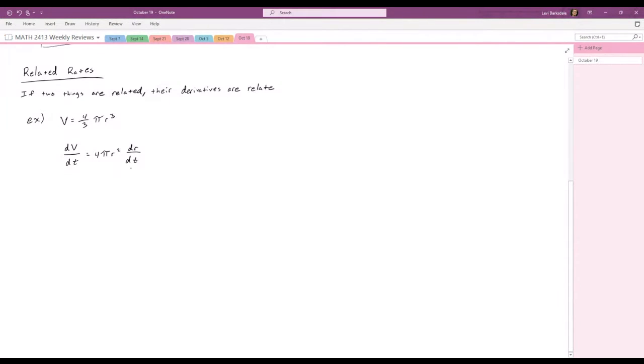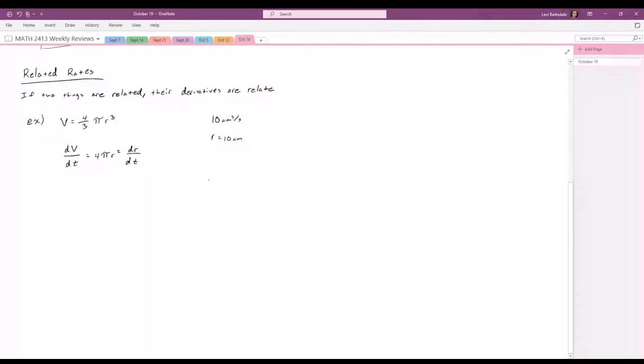So what's a situation where this might be occurring? Well, let's say you're filling up a balloon. The classic example is filling up a balloon. And you wanted to find out how fast the radius was changing if you're putting in 10 centimeters cubed of air every second. And the current radius is, I don't know, 10 centimeters. So if you had a balloon that had a current radius of 10 centimeters and you were putting in 10 centimeters cubed of air per second, well then you could find out how fast the radius was changing.